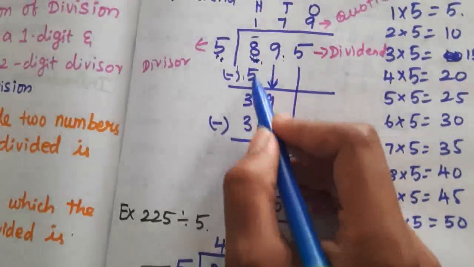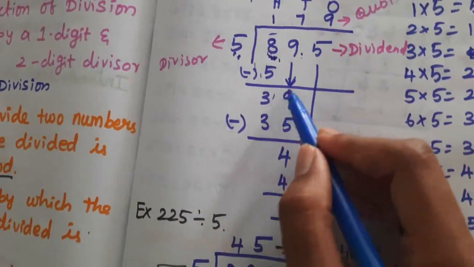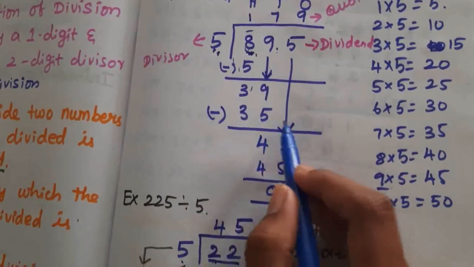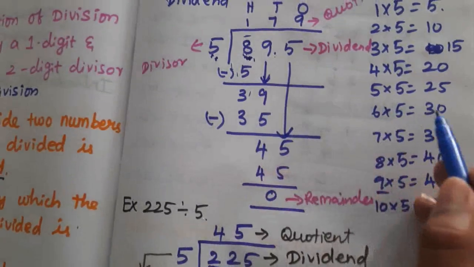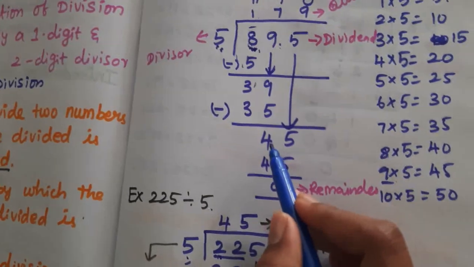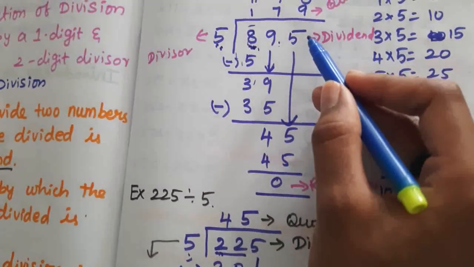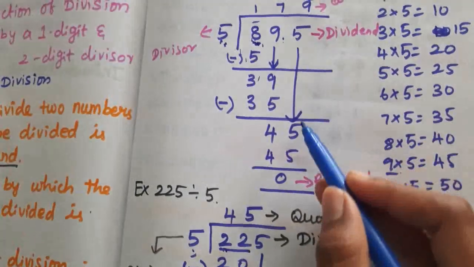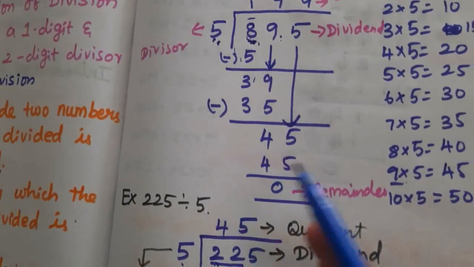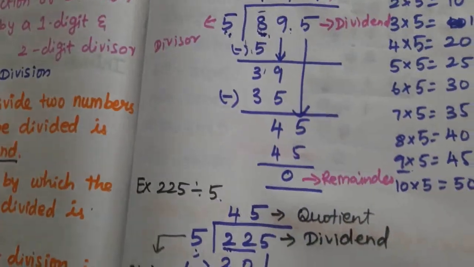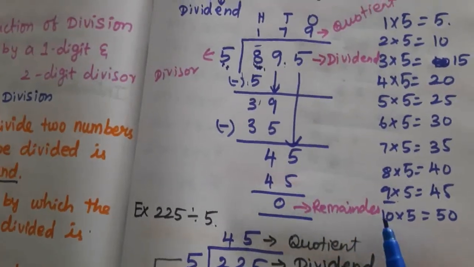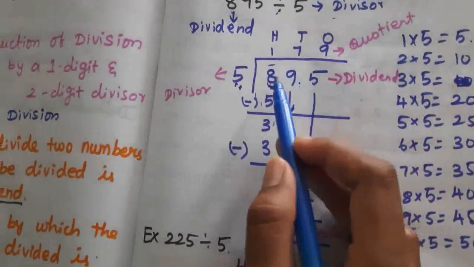So 5 minus 3. Next you have to bring down. Okay, 39. So 39 is not there in the 5 table, so we have to take 35. The nearest to 39 is only 35. So 7 times 5 is 35. So the answer is 4. So again it's a greater number, the divisor is the greater number, so in that case we have to take another number. Or else if the single digit is not greater, no need, you have to do that step as it is. Okay, 45. So 9 times 5 is 45, 0. So the 0 is called the remainder. Dividend, quotient, divisor.